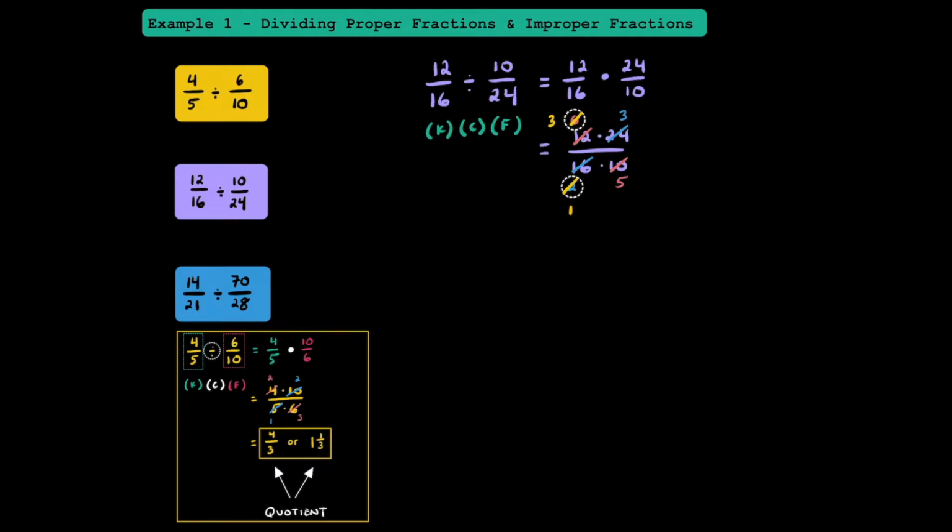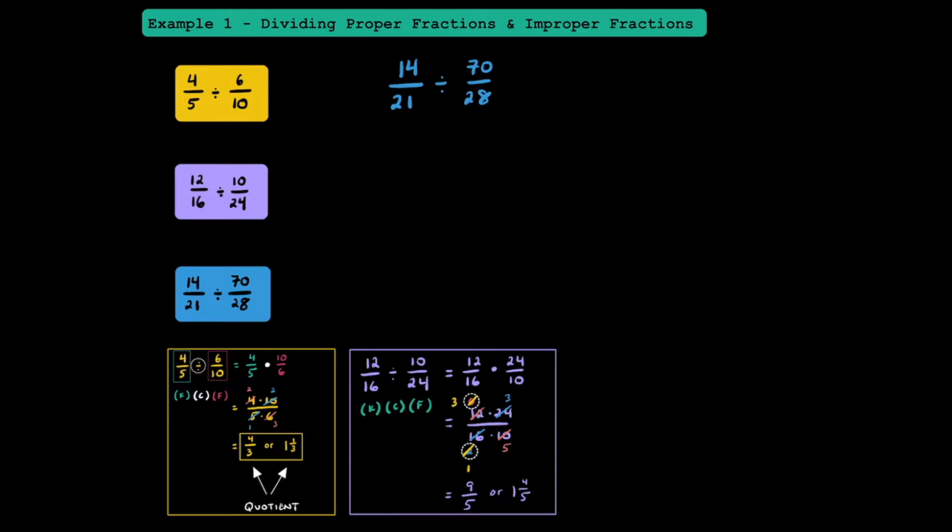Now that our top factors and bottom factors are relatively prime, we can multiply the tops 3 times 3 to get 9, and we can multiply the bottoms 1 times 5 to get 5. Our final quotient here is 9/5, or 1 4/5. I'd like you to pause the video and try this one on your own. When you're ready, unpause to see if we got the same thing.